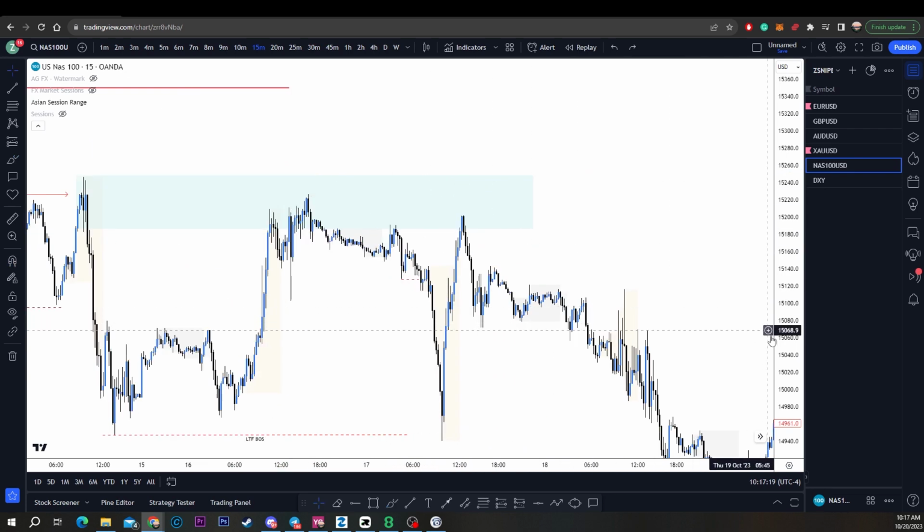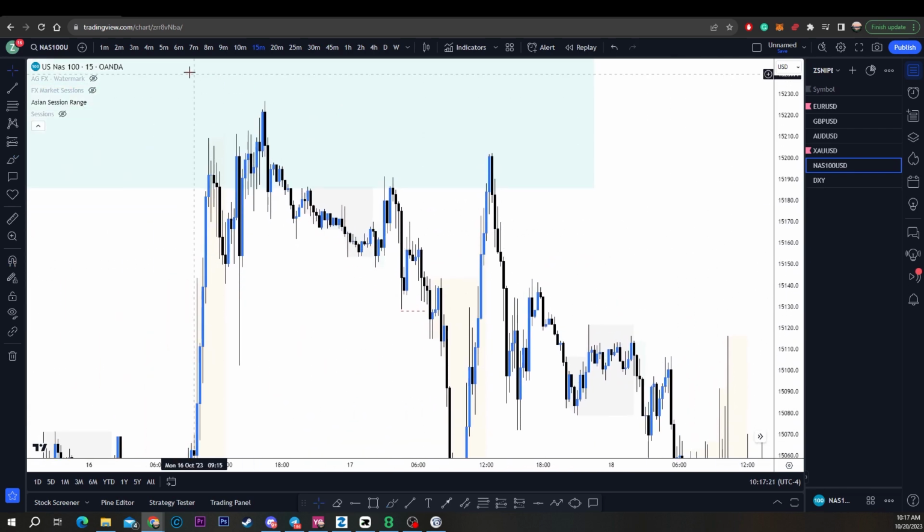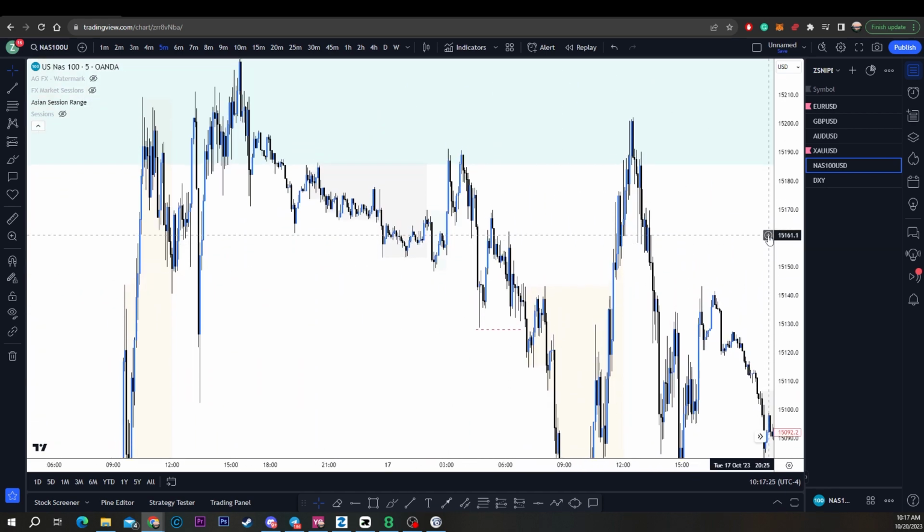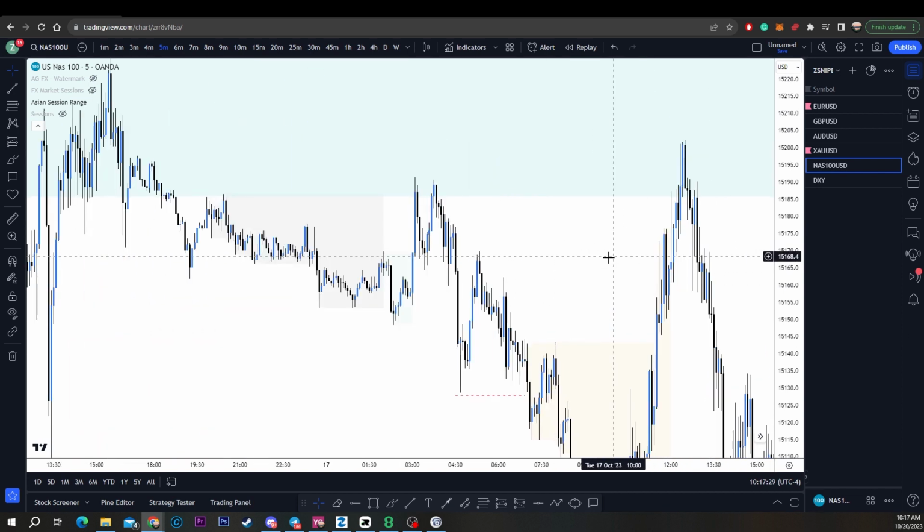Right now, for more entries on a lower time frame, if we scale in, here it is right here. And you guys can see that I'm using the same thing. You're gonna see the same thing happen over and over again. And what does that mean?